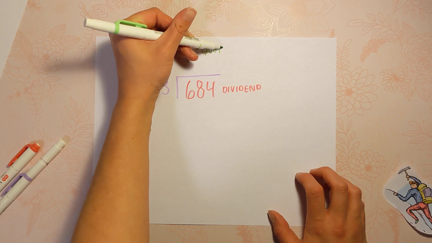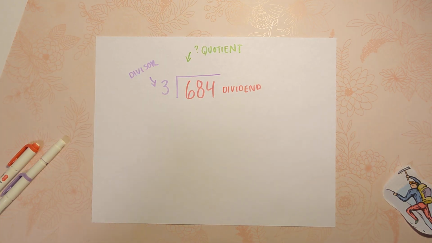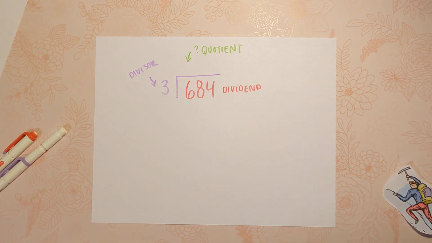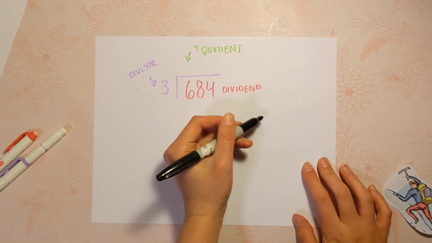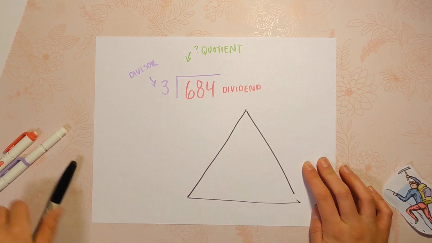So think about how in multiplication, the answer is called the product. In subtraction, the answer is called the difference. And in addition, the answer is called the sum. Well, in division, it's called the quotient. Really, really important for me to always draw a fact triangle when I'm dividing or multiplying because it helps me really see the relationship between multiplication and division.